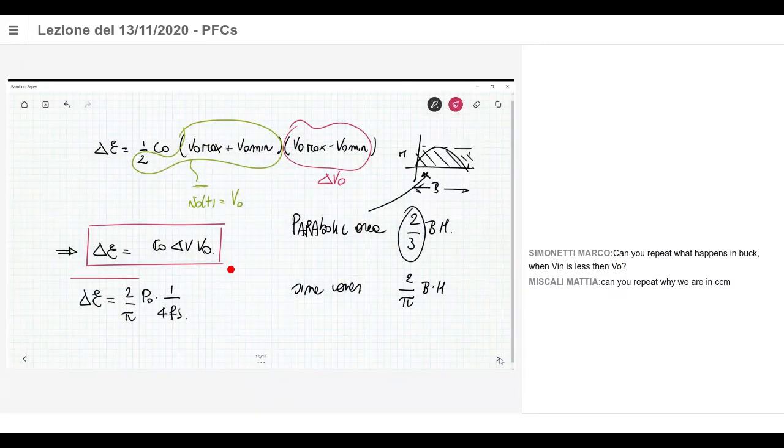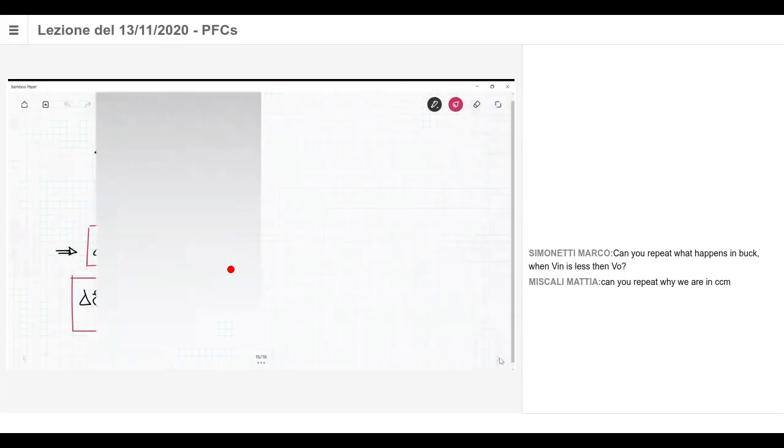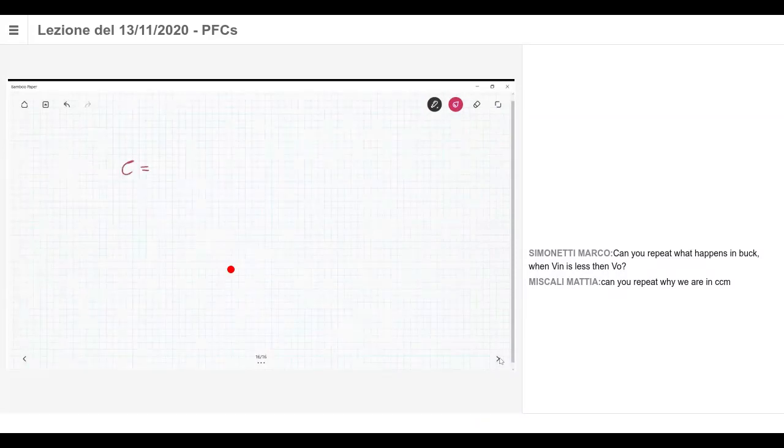Now you can equate these two expressions, and if you equate these two expressions, you can find that C is equal to the average power P naught over 2 pi, the frequency at the input, V naught average value, the admissible delta V naught.